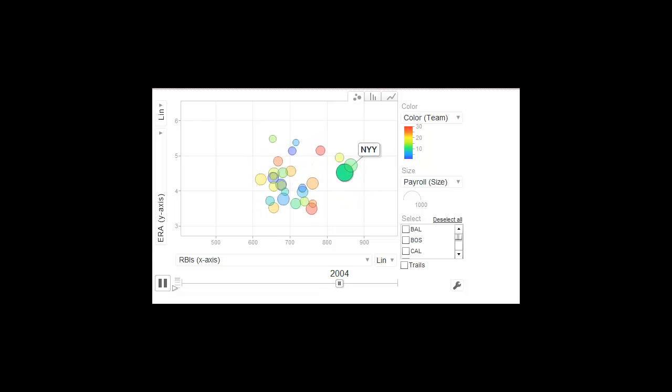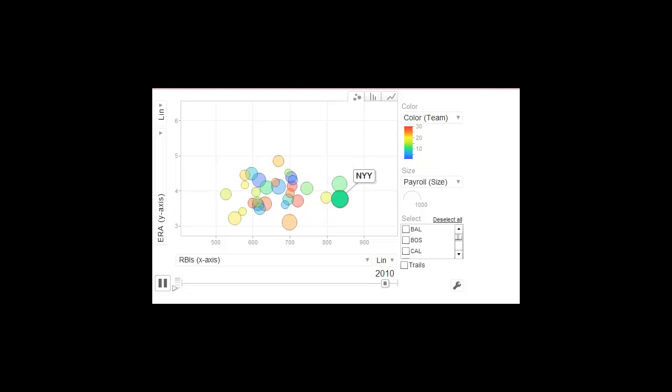Since 2004, when Alex Rodriguez joined the Yankees, payrolls have remained large, as has RBI output. The Yankees appear to prefer to spend on offense rather than pitching. In 2009, the Yankees won their 5th World Series in the charts, defeating the Philadelphia Phillies.